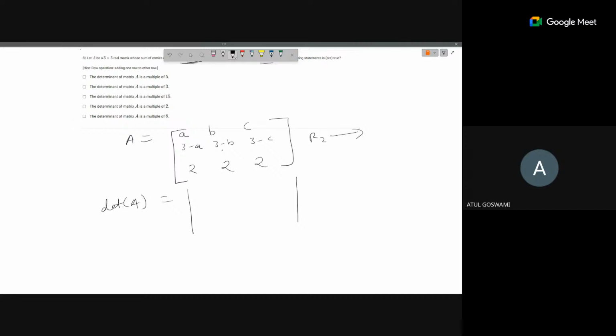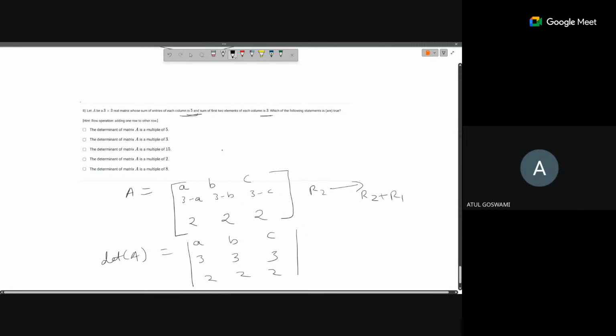See now what I'm doing. Trying to do R2 plus R1. So what do I get in place of R2? Everywhere it will be 3, sir. 3, 3. Okay. We will get 3 common from the second row and the third row. So the determinant should be 0, na, sir? A, B, C. Yeah, you are right. Hmm. Yeah, where am I making a mistake actually?